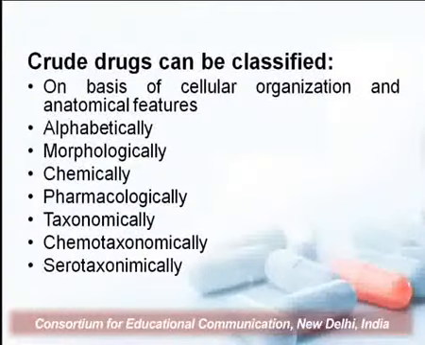Now crude drugs can be classified on the basis of cellular organization, alphabetically, morphologically, chemically, pharmacologically, taxonomically, chemotaxonomically, and serotaxonomically. When we talk about classification on the basis of cellular organization, crude drugs are largely categorized into organized and unorganized drugs.